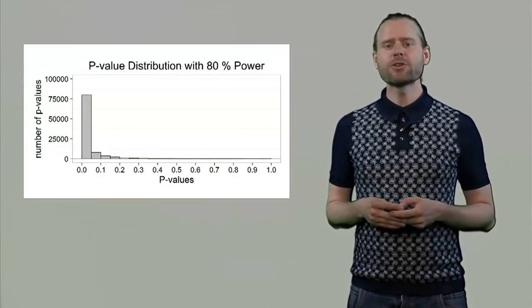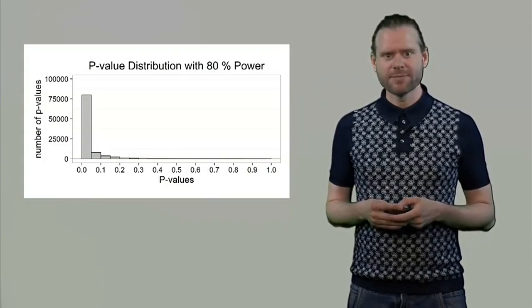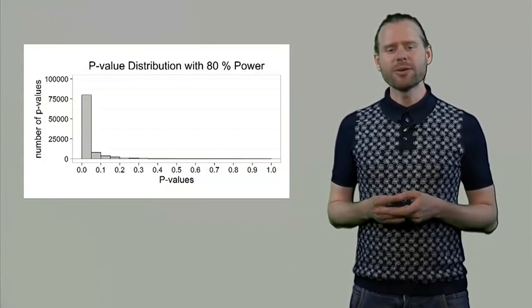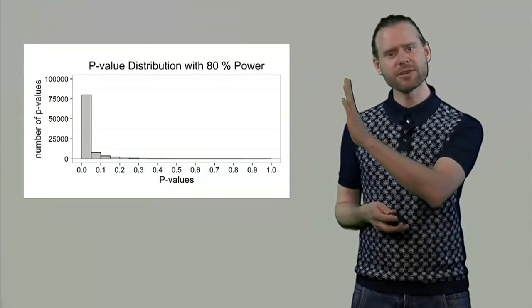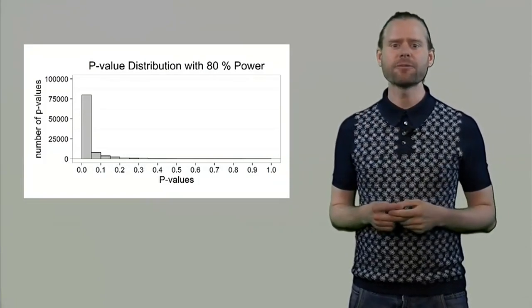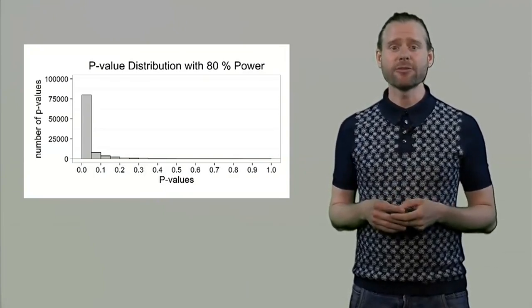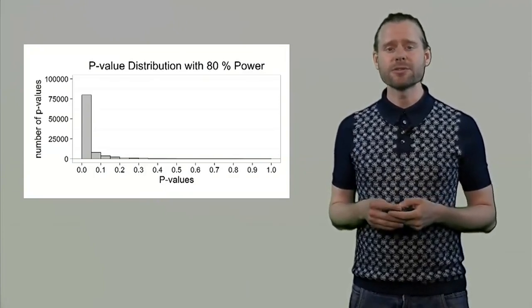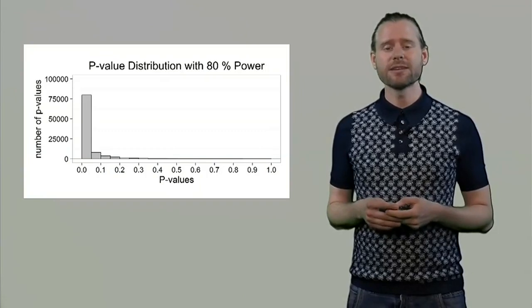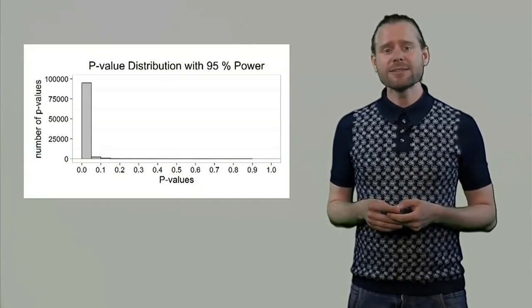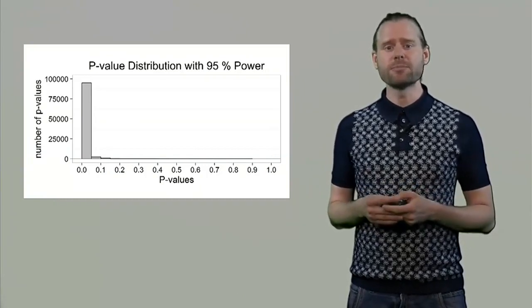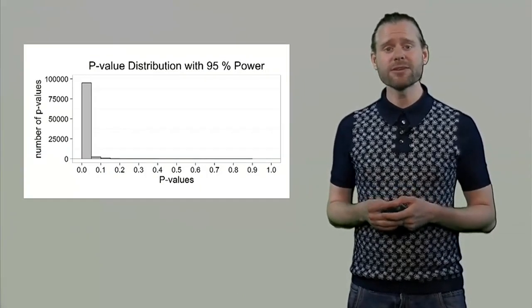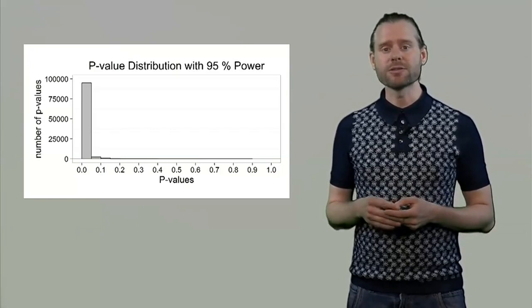Now, we might want to increase the statistical power a little bit. You see that with higher power, we have basically pushed more of the p-values below the significance threshold of 0.05. Here, we have 80,000 of the 100,000 simulated studies that yield a significant effect. If we increase the statistical power even more to 95%, we now see that most of the p-values that we'll observe, given that there is a true effect, will fall below the significance level.